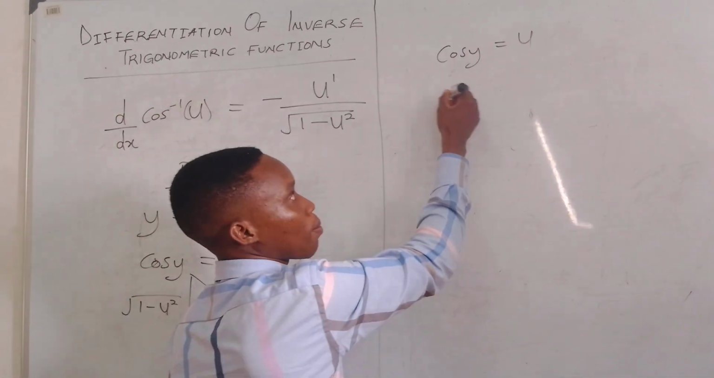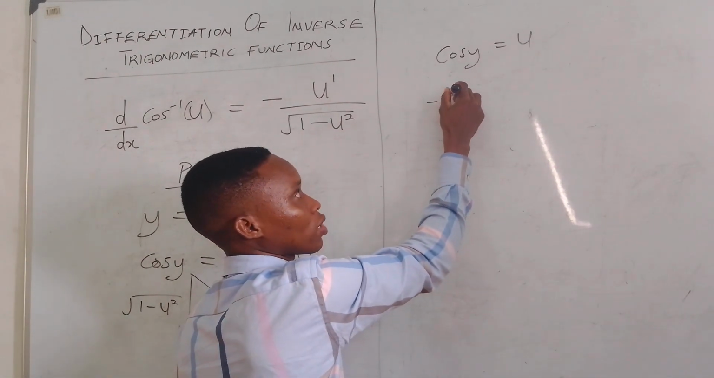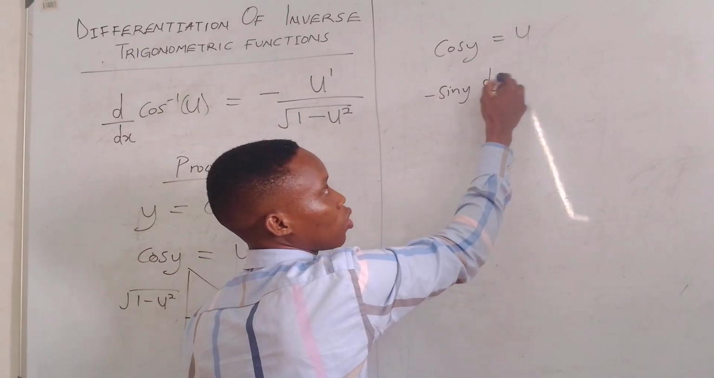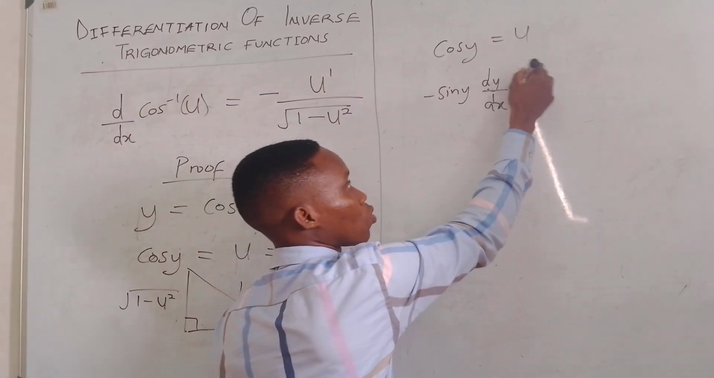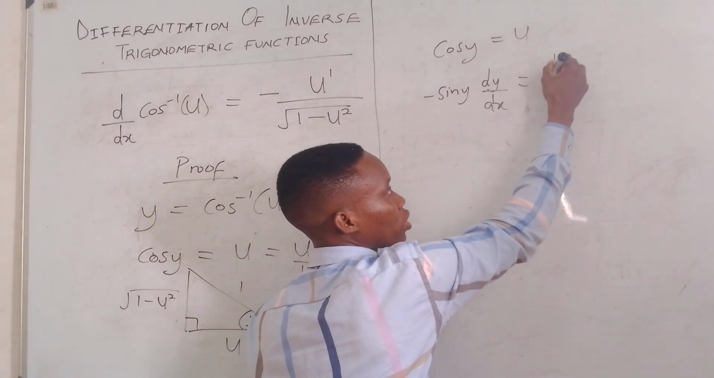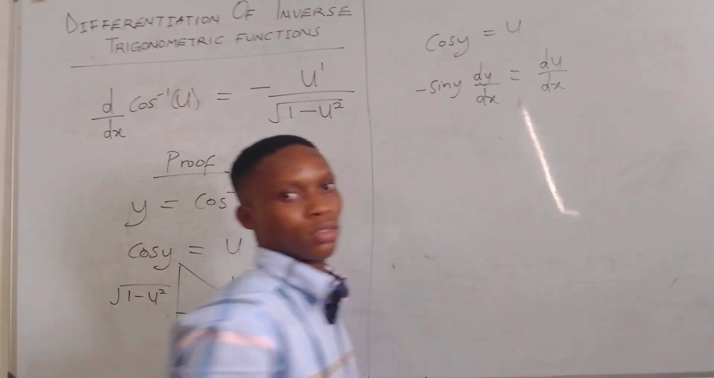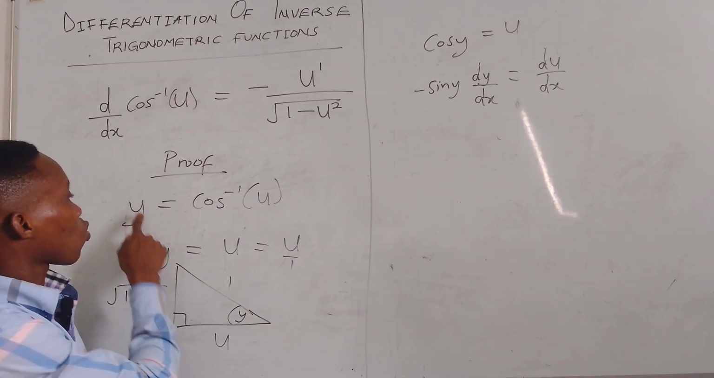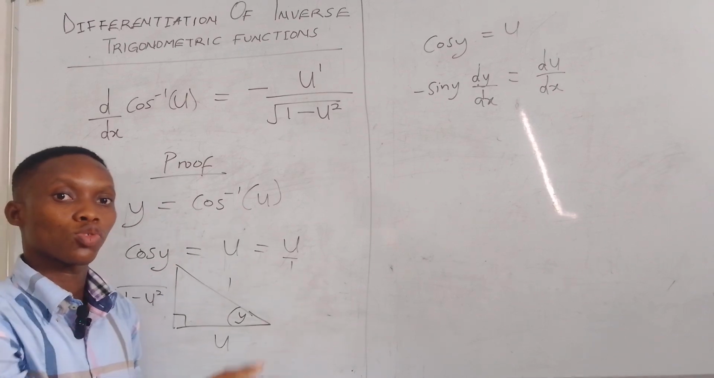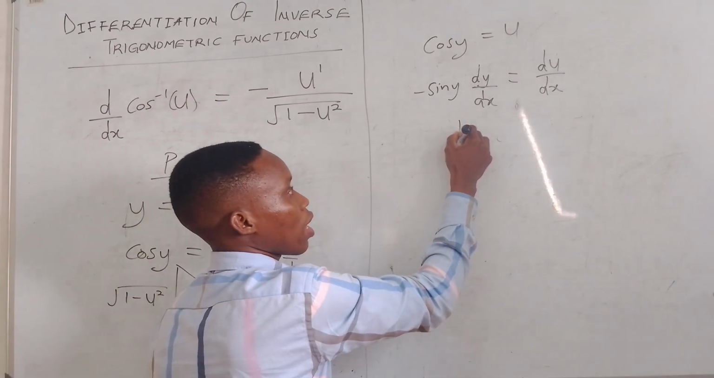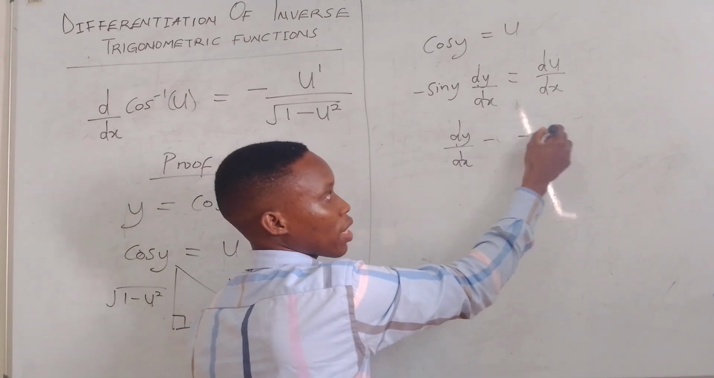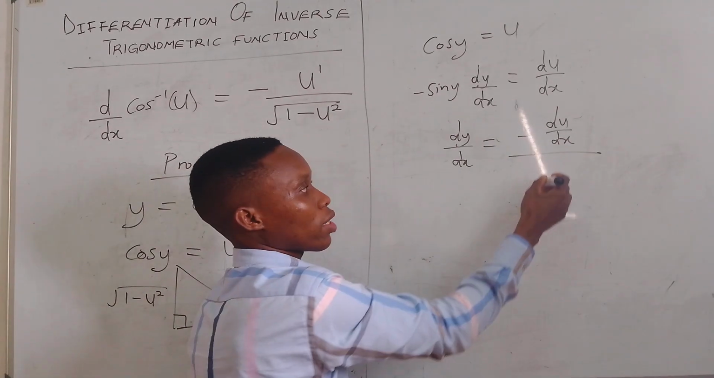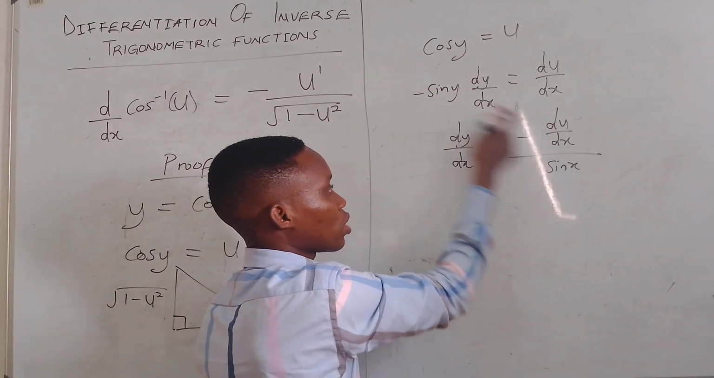So we differentiate this. Differentiating cos, you get minus sine of y, but I'm differentiating with respect to x, so it will be multiplied by dy over dx, and that equals, differentiating here, du over dx. With the idea here, we are still trying to make dy over dx the subject, because y now represents our cos inverse of u, which we want to find the derivative of. So it will be dy over dx equals minus du over dx, all divided by sine of y. I brought the negative here already.